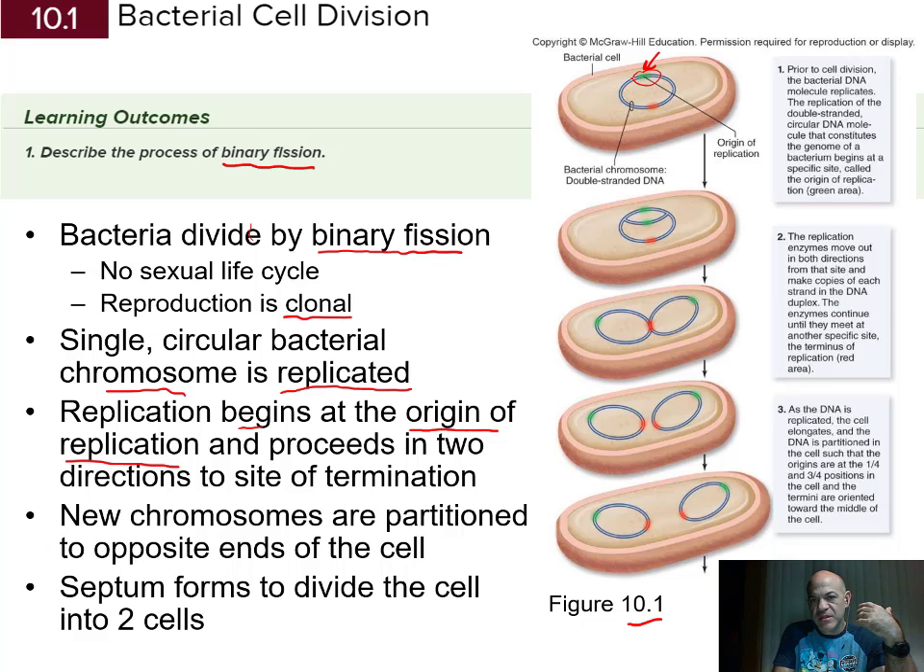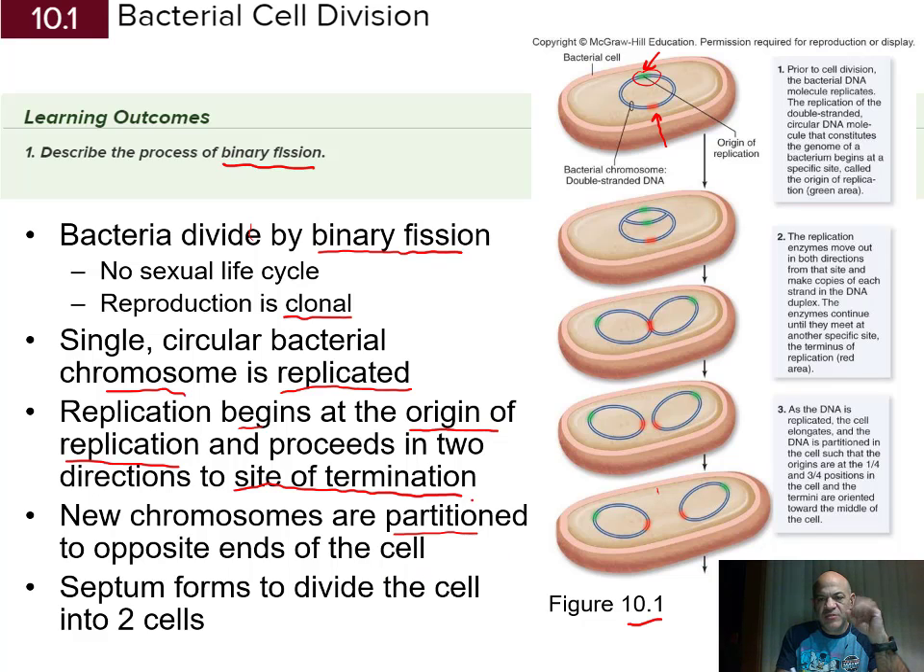So as the enzymes are making copies of the two strands, they're going to eventually meet on either side here at the site of termination, which is in red. So that's another structural term to know. And then once the chromosomes have been copied, they're going to be partitioned or separated into two new cells, and then a septum is going to form in the middle.